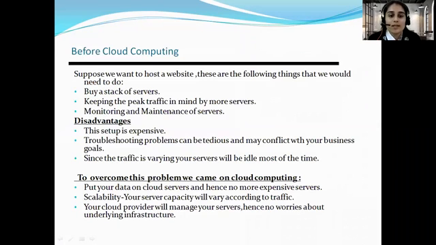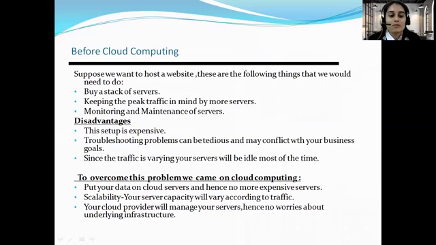Before cloud computing, suppose we want to host a website, there were the following things that we need to take care of. For example, we need to buy a stack of servers, monitoring and maintenance of servers. All these have certain disadvantages, like the setup was expensive. Since the traffic is varying, our servers will be idle most of the time, so we also have to take care of that. To overcome such problems, the concept of cloud computing came.